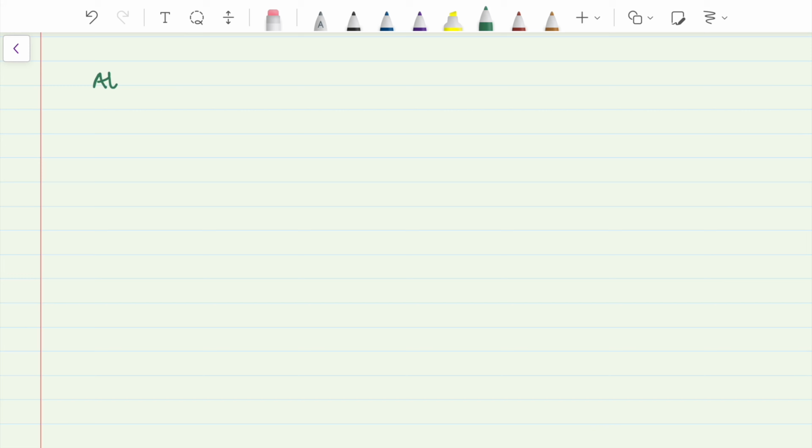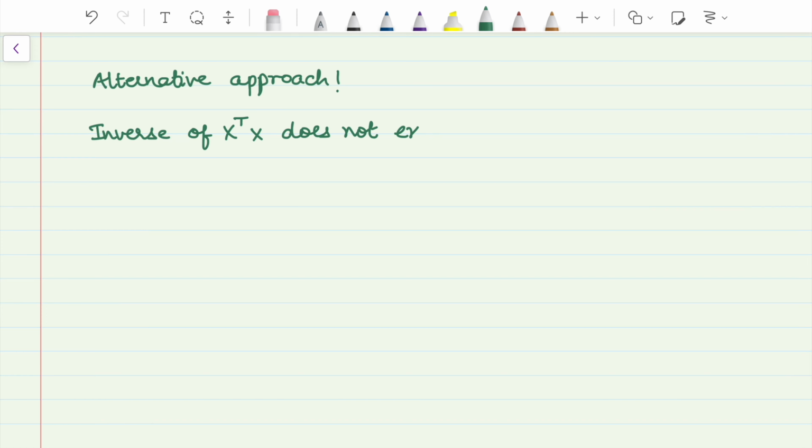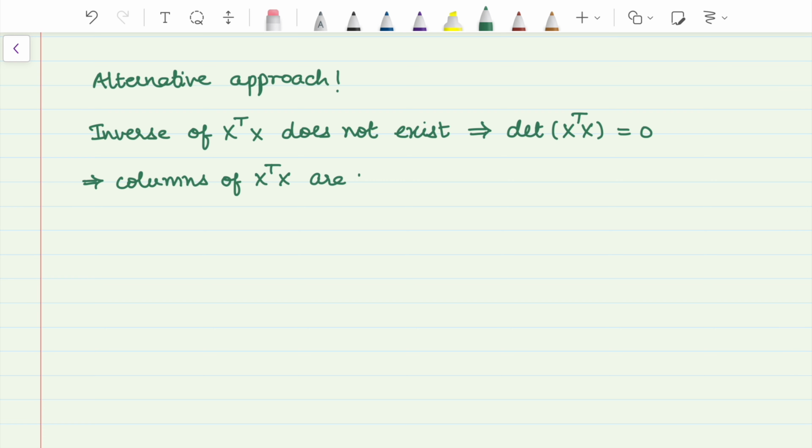As discussed earlier, we will now work on an alternative approach that can be used when the inverse of x transpose x does not exist. What does it mean to say an inverse of x transpose x does not exist? It means that the columns of x transpose x are not independent and that the determinant of x transpose x is equal to 0. So what is the solution for such a case?